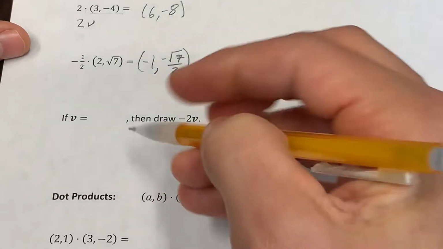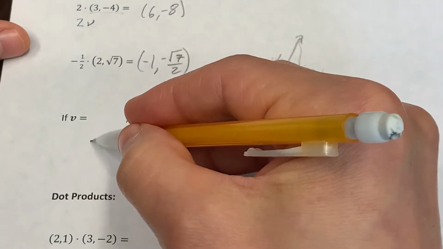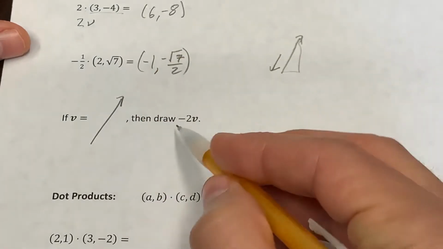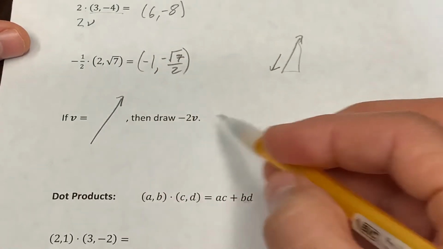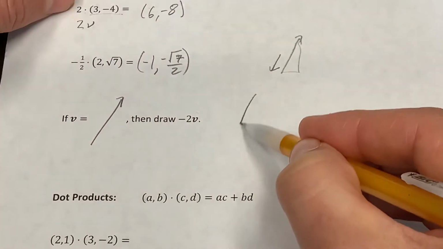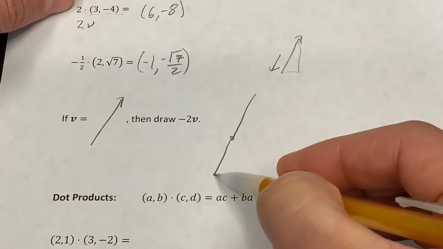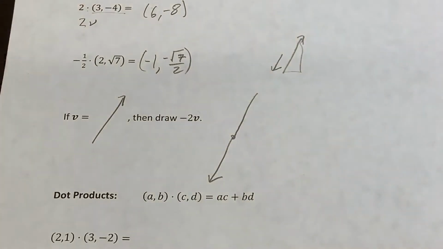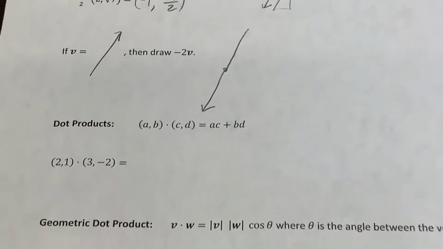So if V is, pick your favorite vector, what's -2V look like? Oh, maybe I made it a little too long. Take that length, 1, 2, that's -2, right? You ought to be able to do that.